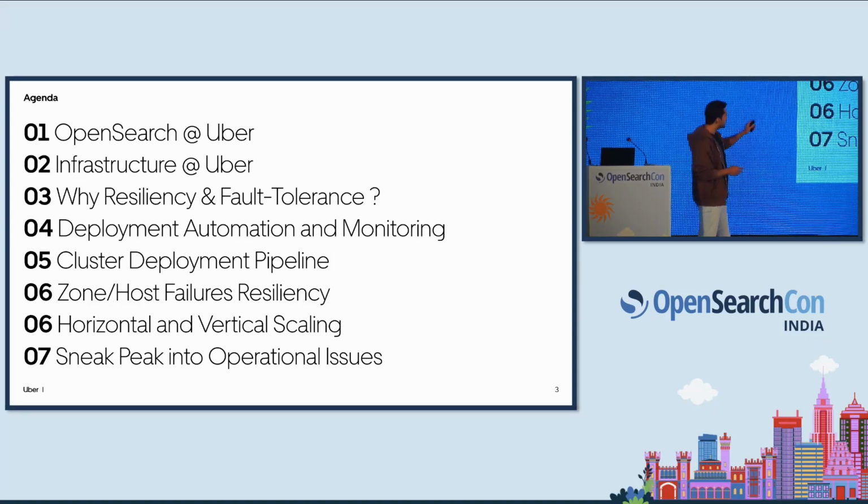We'll then switch gears and talk a bit about what sort of failures can arise when you're trying to deal with a cluster that is deployed across zones, across regions, and a global infra. Finally, we'll touch a bit on horizontal and vertical scaling. This in itself is a huge topic, so I'll just talk a bit about it in general. And then if time permits, we'll also talk about some of the operational issues that we've faced during the management of our clusters.